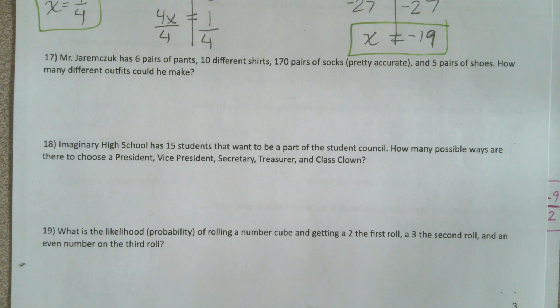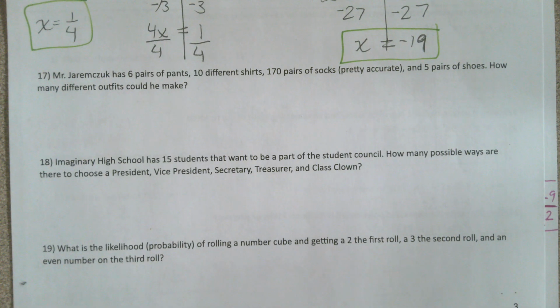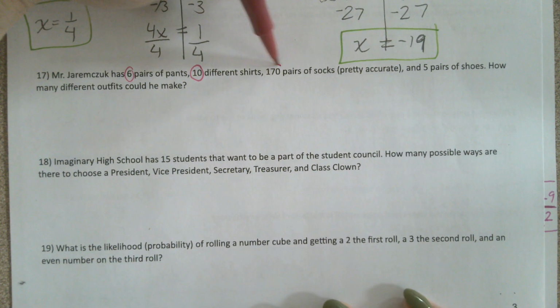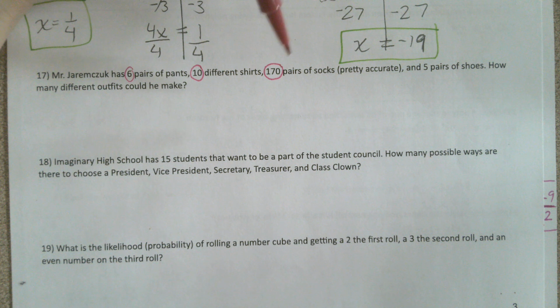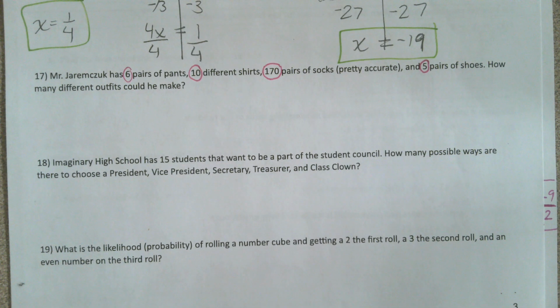Done with equations, now probability. Number 17, Mr. Jaremchuk has 6 pairs of pants, 10 different t-shirts, 170 pairs of socks, pretty accurate, and 5 pairs of shoes. How many different outfits could he make?